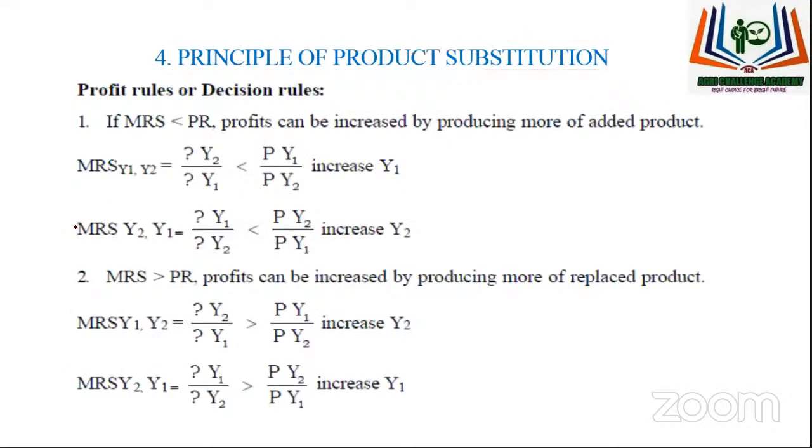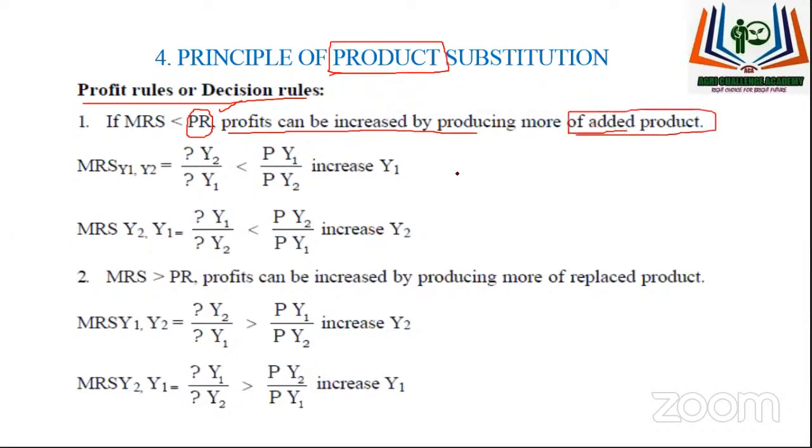Product combination. Here are the principles of product combination. I'm explaining once again. We are discussing profit rules and decision rules. MRS is more than price ratio. Here price ratio is more in the product situation, where price ratio represents income of the farmer also. So if you want to get extra profits, it can be increased by more added product, additional product.